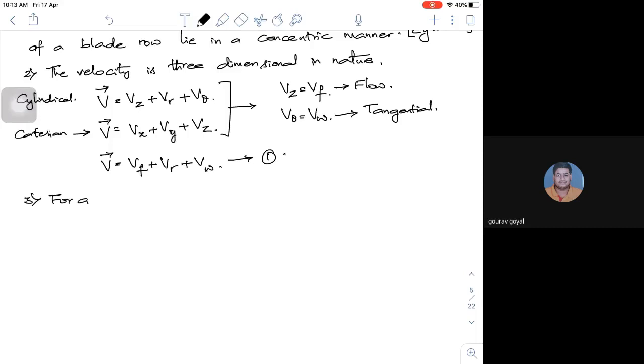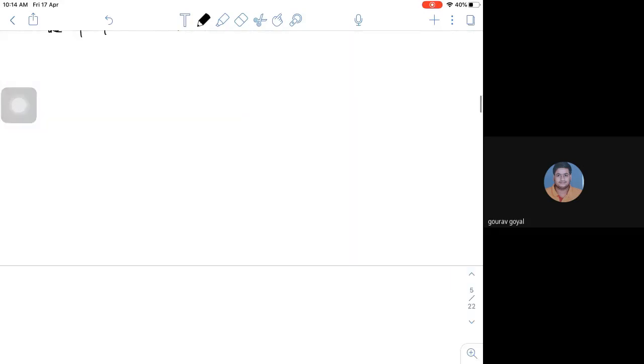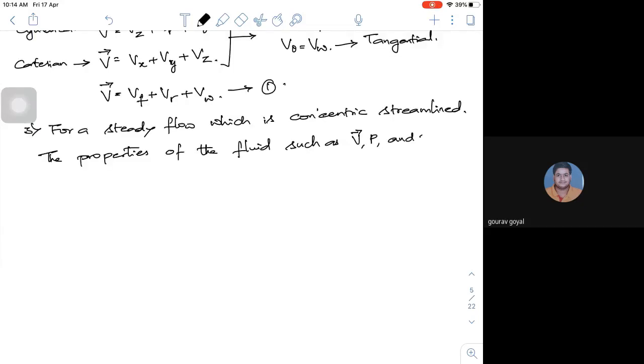So the third point which I am going to say is, for a steady flow with concentric streamlines, which we already discussed, the properties of the fluid such as the velocity, the pressure, maybe temperature if you want, but still we are looking at only flow properties, velocity, pressure and density, are constant.